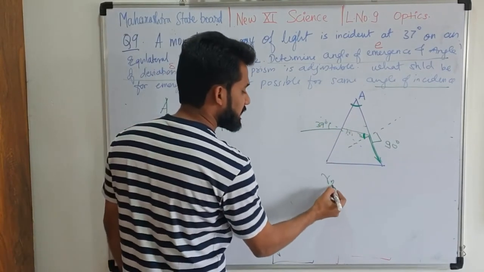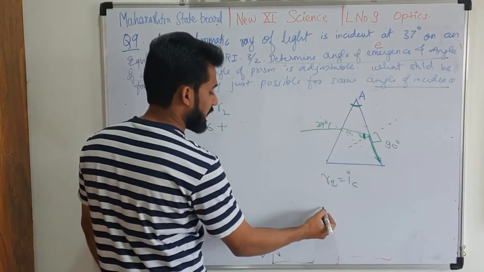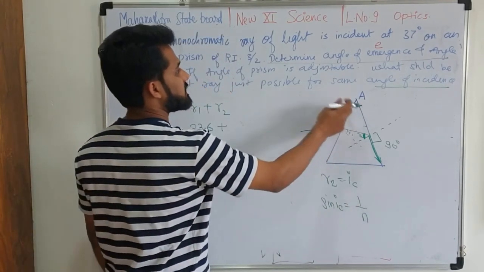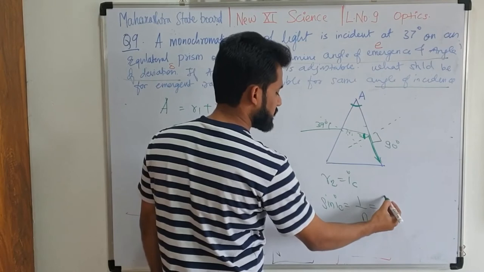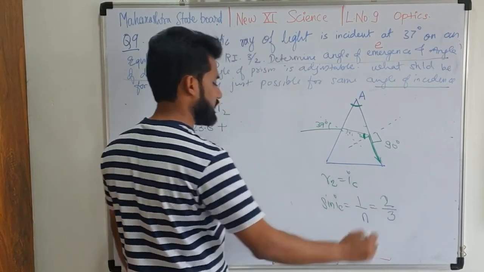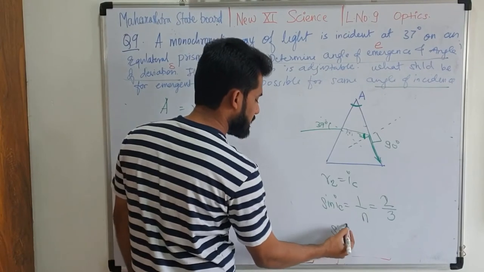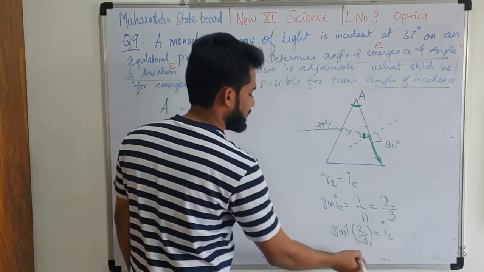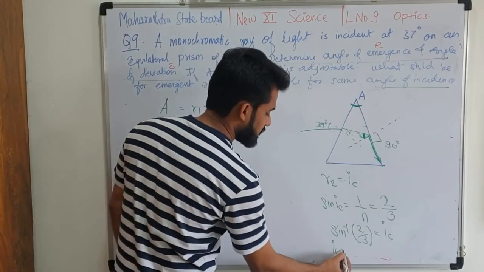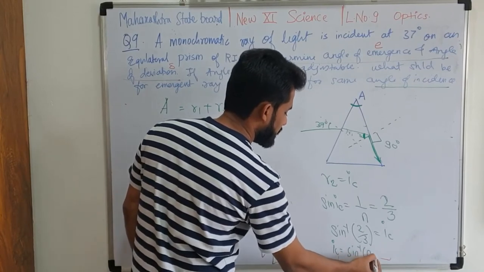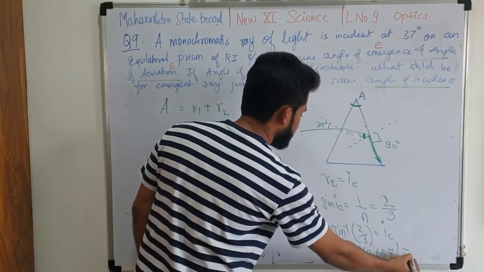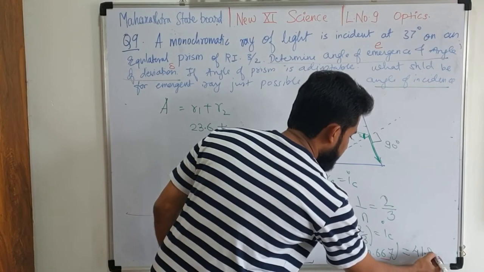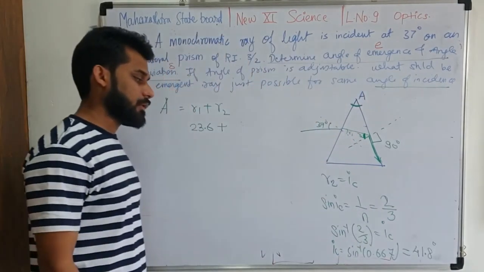And how will you find critical angle of this medium? To find critical angle, sine IC is equal to 1 by refractive index. And refractive index is given 3 by 2. So sine IC comes out to be 2 by 3. Taking the inverse, sine inverse of 2 by 3 will give you IC, and sine inverse of 0.667 comes out to be 41.8 degrees.